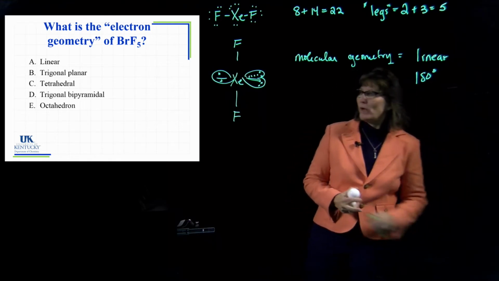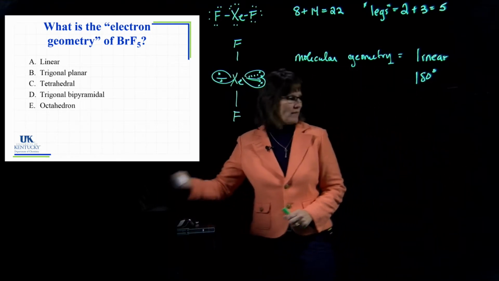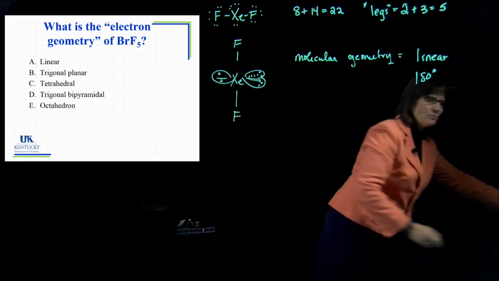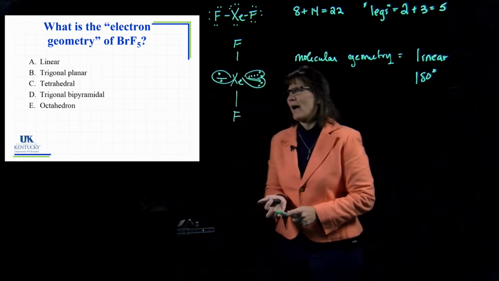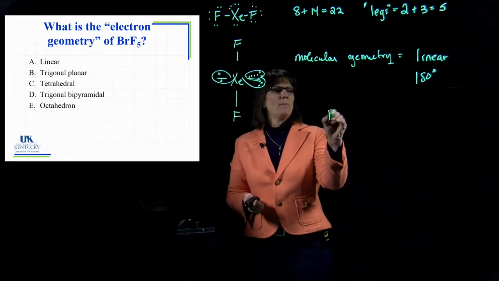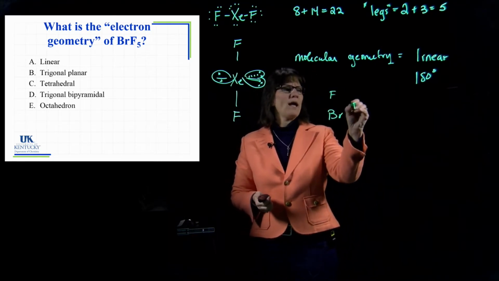Did you come up with an octahedron? If so, that's great. That's what it is supposed to be. Now, if you didn't come up with that, let's see if we can figure out why. Where did you go off? Br with 5 fluorines around it.